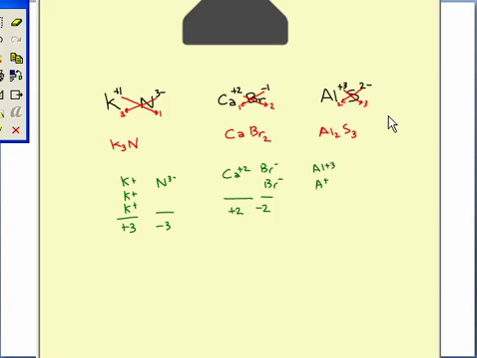Then let's look at aluminum. I have 2 aluminums. Each aluminum has a +3. That's a total of +6. I have 3 sulfides to give me a total of -6.